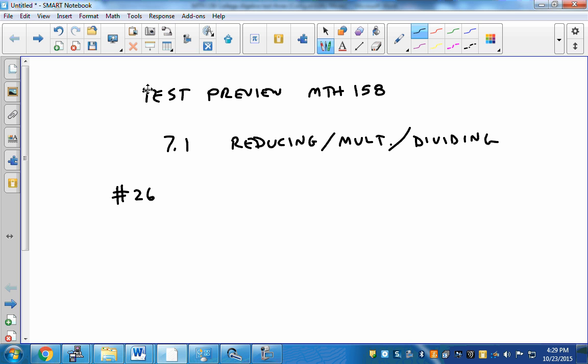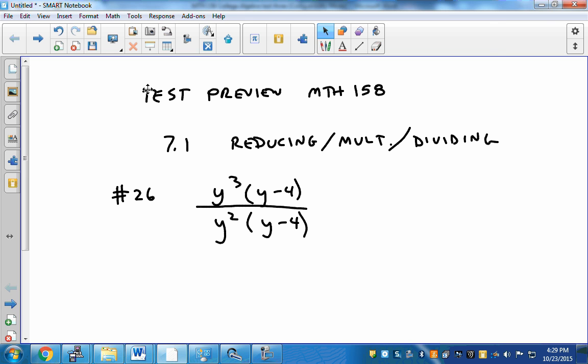Here is 26 out of the textbook. It has y cubed times y minus 4, and that is divided by y squared times y minus 4. And the directions simply say, write the rational expression in lowest terms and then give the explanation that's asked. So basically, we're asked to reduce this.